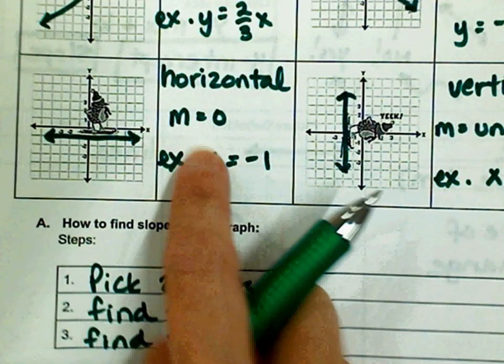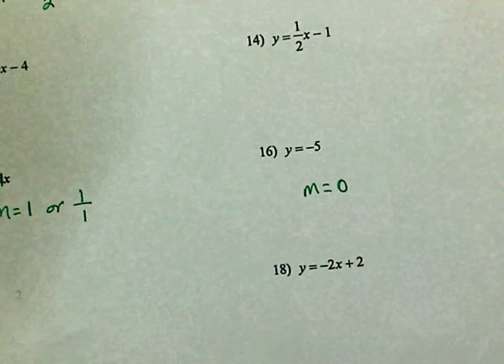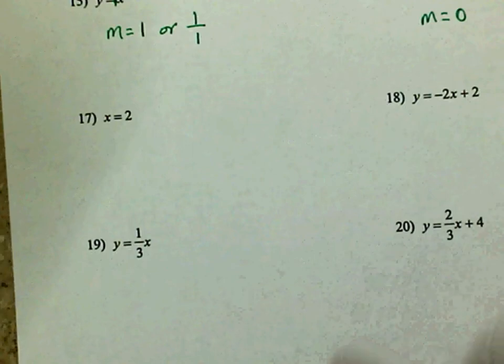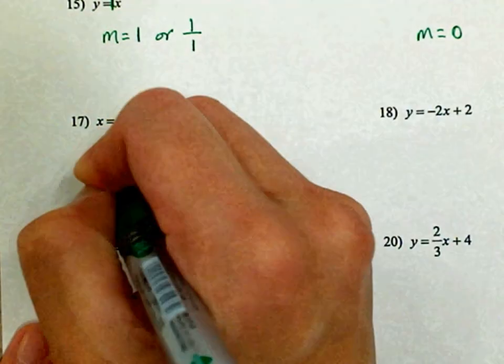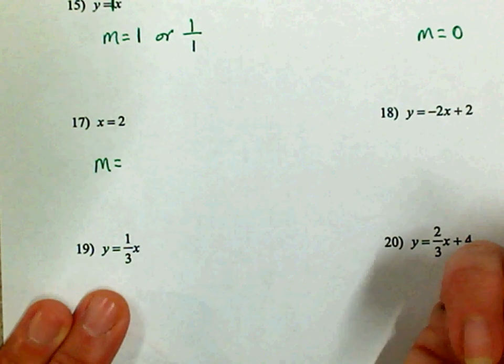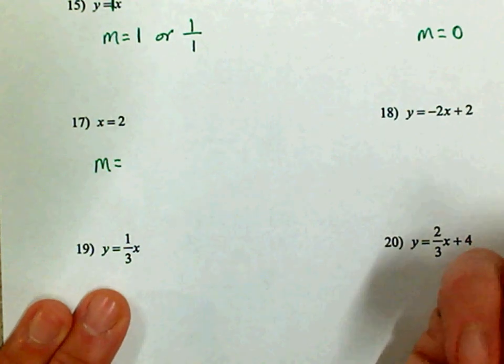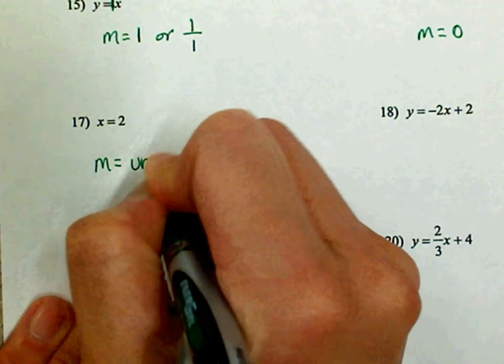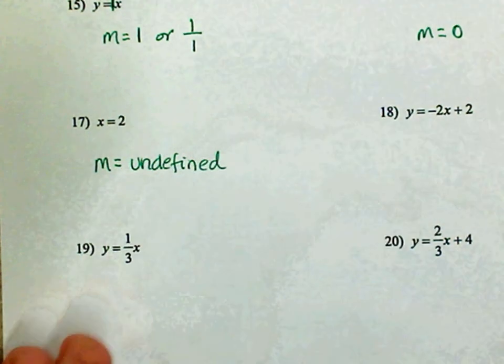Okay? All right. How about 17? What's your slope? What does that one look like? Vertical. It's a vertical. So if it's a vertical, what kind of slope is vertical? It starts with a U. Undefined. See that right there? Okay, you guys good? You think you can do this assignment now?